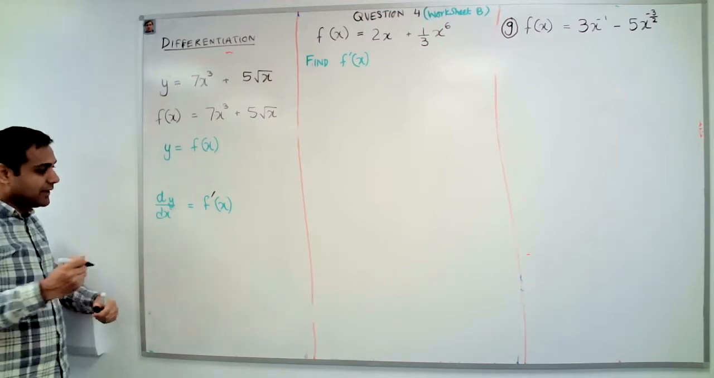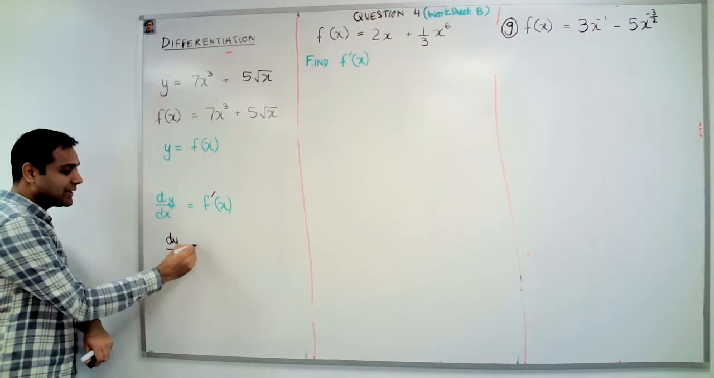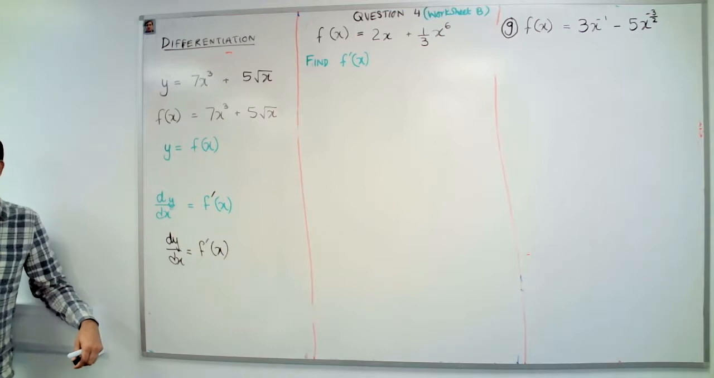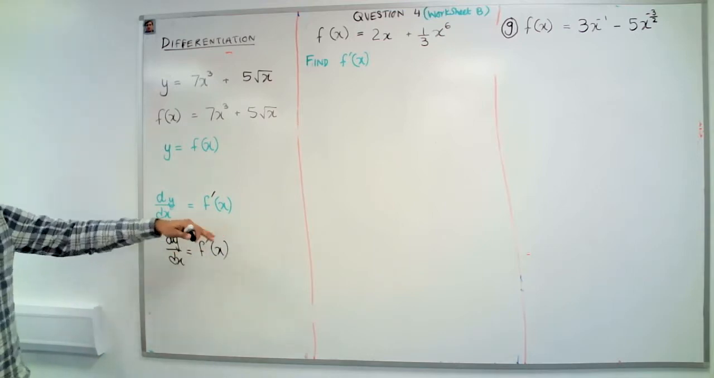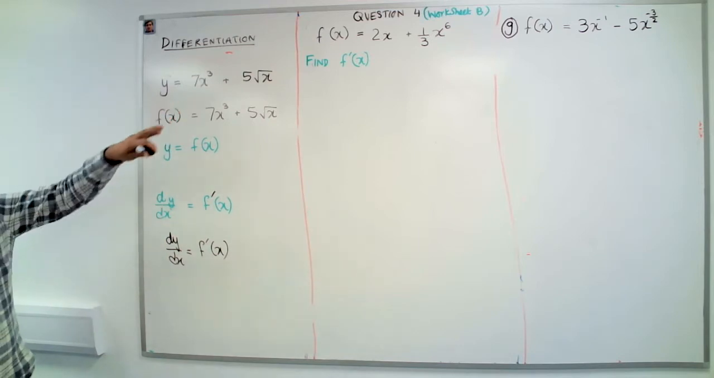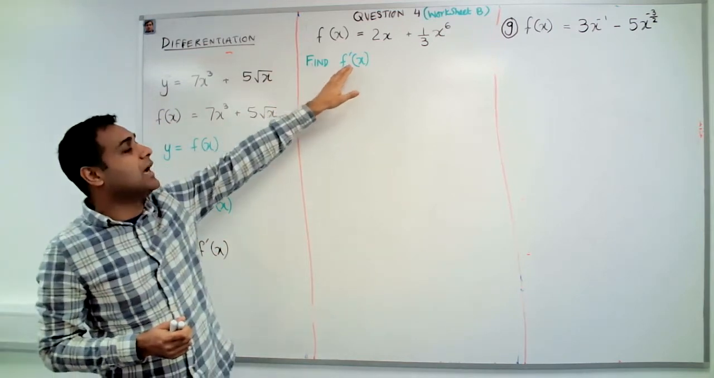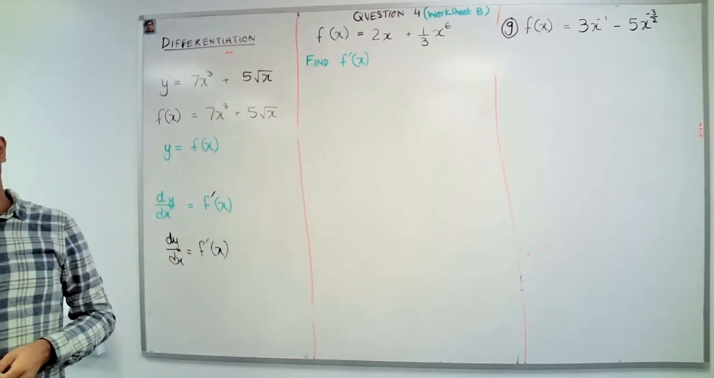So I can write dy over dx, which is exactly going to be the same as f dash x. They are the same thing. Rather than writing this, it's just to make sure you're writing one line rather than two. So now question 4, it says f of x is 2x plus 1 over 3x to the power 6. Find f dash x. What it's asking you to do is just differentiate as normal.